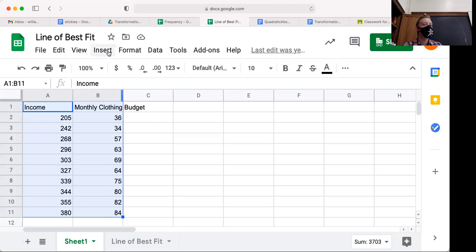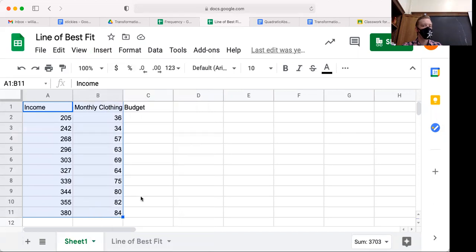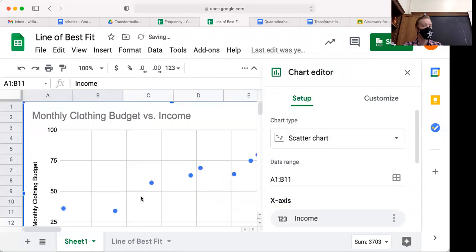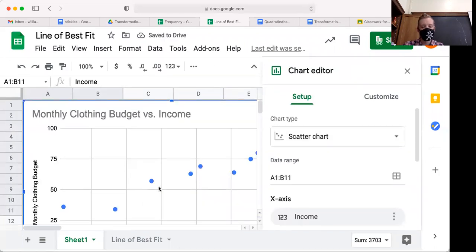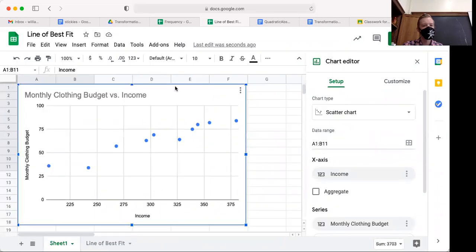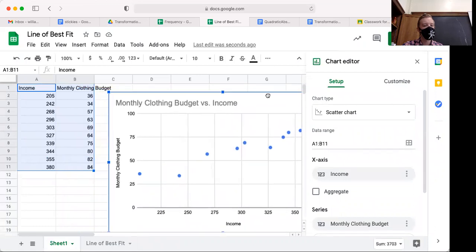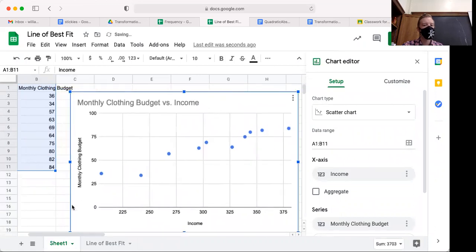And then we're going to go up here to insert and click on chart. Oh, and because I'm all zoomed in, everything is zoomed in right here. So you can move things around by just clicking and dragging. And hopefully yours also created a scatter plot. It also created a scatter chart right here.